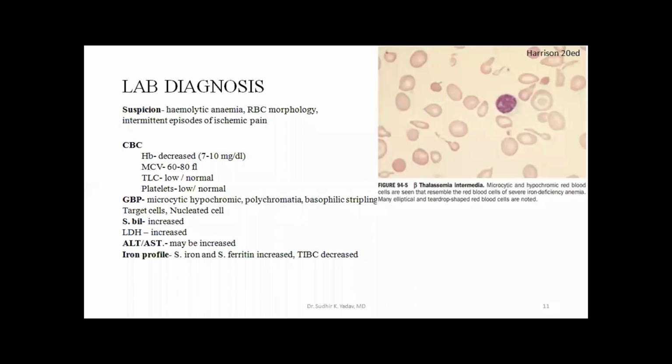And in the iron profile, these patients are at iron overload, so serum iron and serum ferritin will be very high, while the TIBC will be less. And this is where we can differentiate from iron deficiency anemia. In iron deficiency anemia, serum iron will be less, serum ferritin will be less, and the TIBC, that is total iron binding capacity, will be high.